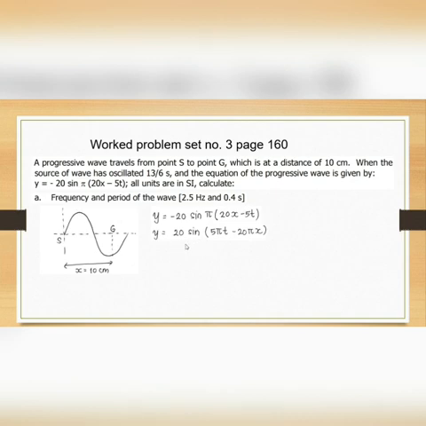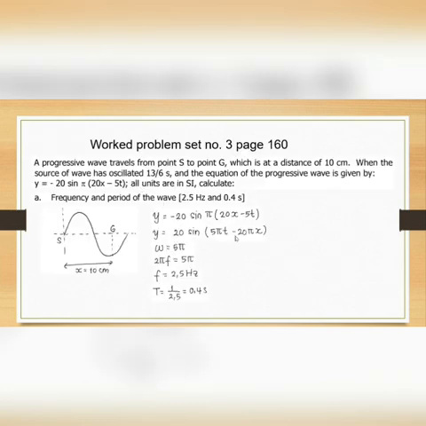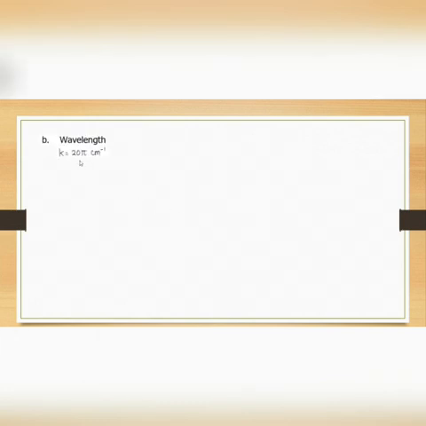So the frequency can be calculated using omega, which is 5 pi. So 2 pi f equals 5 pi, then frequency is 2.5 hertz. And then to find the period, of course, it is 1 over frequency, which is 0.4 seconds. And to find the wavelength, we have to see that k is 20 pi. So 20 pi is equal to 2 pi over lambda, so lambda is 0.1 centimeters.